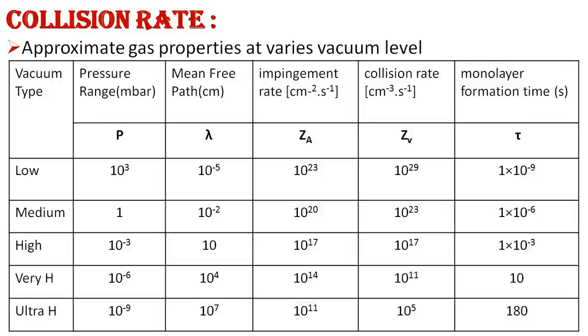So it is in the medium range, 10 to the minus 6 means microsecond, then millisecond, and variation. So that is the intercorrelation between these terms: first is the pressure, mean free path, impingement rate, collision rate, monolayer formation. These parameters are totally correlated and depend on what level of gas is present.